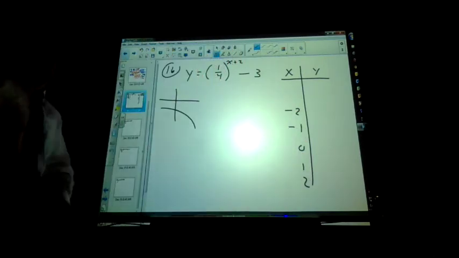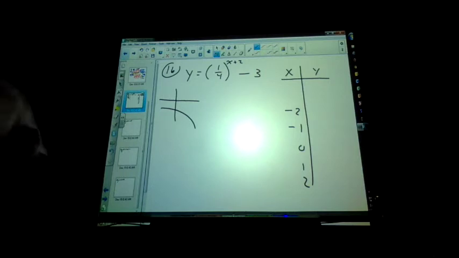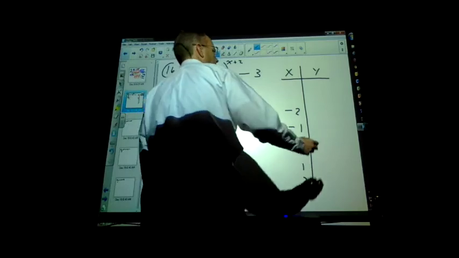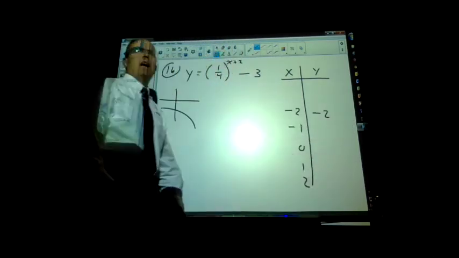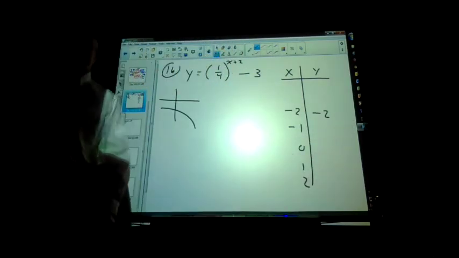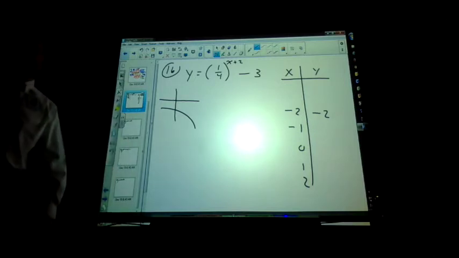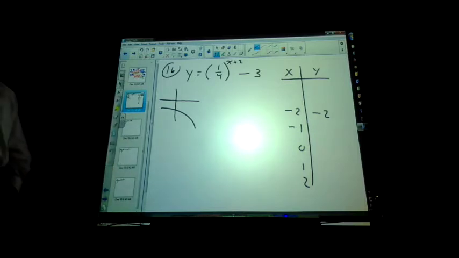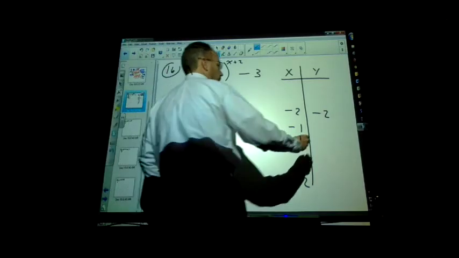Let's think about this t-table. If I plug -2 in for x, I get -2 plus 2, which is 0. 1/4 to the 0 power is 1. 1 minus 3. Okay, that seems like it worked out okay. Let's put -1 in there. -1 plus 2 is 1. 1/4 to the first is just 1/4, or 0.25. So 1/4 minus 3 is -2 3/4.